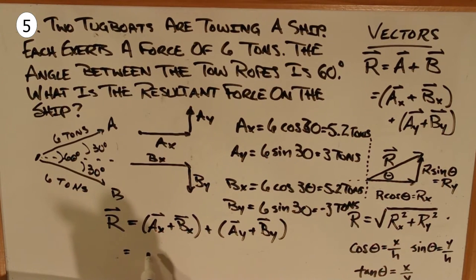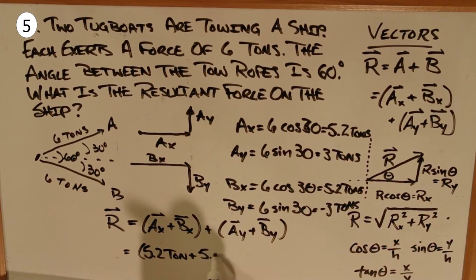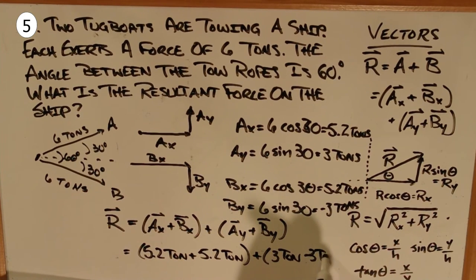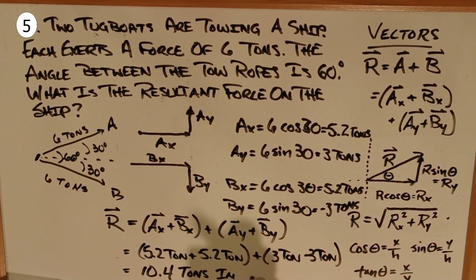We're asked to find a force, so we're looking for a vector. It's going to have magnitude and direction. A of x we'd calculated to be 5.2 tons. B of x, or B in the x direction, is also 5.2 tons. The y component of A is 3 tons. The y component of B is negative 3 tons. So our result is 10.4 tons. That's the magnitude, and the direction is going to be in the direction of the y-axis, the x-axis, my apologies, in the direction of the x-axis.